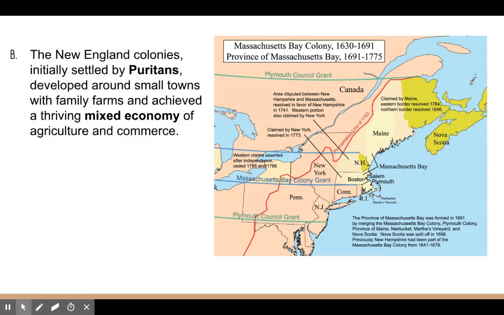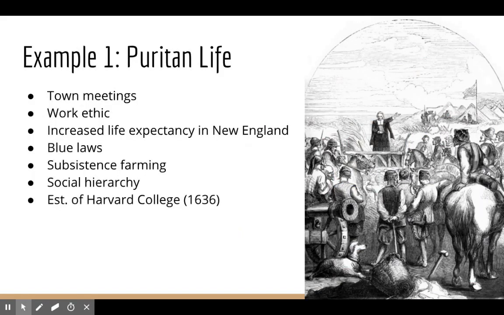The New England colonies were originally settled by Puritans. They developed small towns with family farms, and they had a mixed economy of both agriculture and commerce. So the Puritans came to the New World in the Massachusetts area. They had town meetings. They practiced direct democracy, where almost the whole community gathered to make and approve laws or budgets. They practiced a hard work ethic.